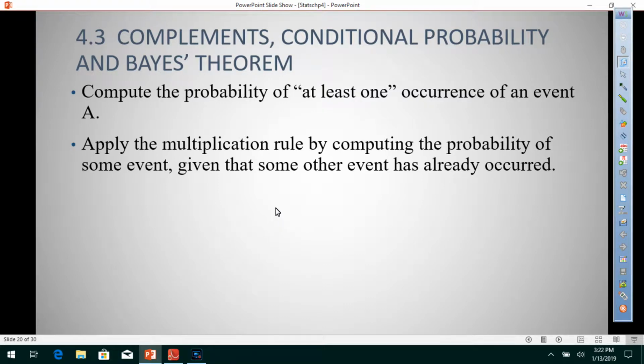Statistics Lesson 4.3, Complements, Conditional Probability, and Bayes' Theorem. Compute the probability of at least one occurrence of an event A, and apply the multiplication rule by computing the probability of some event, given that some other event has already occurred. So those are the objectives.